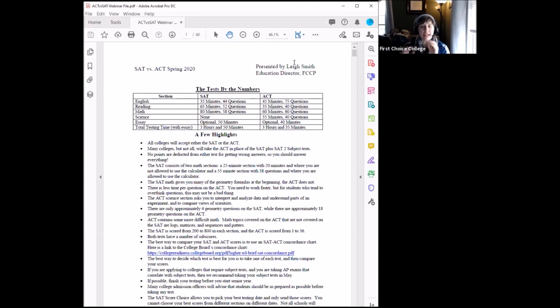Each one consists of 4 different sections. On the SAT, the order is always reading, then the writing section, and then 2 math sections. One of the things we have to keep in mind when comparing the two is that what is called the English test on the ACT is the writing section on the SAT.